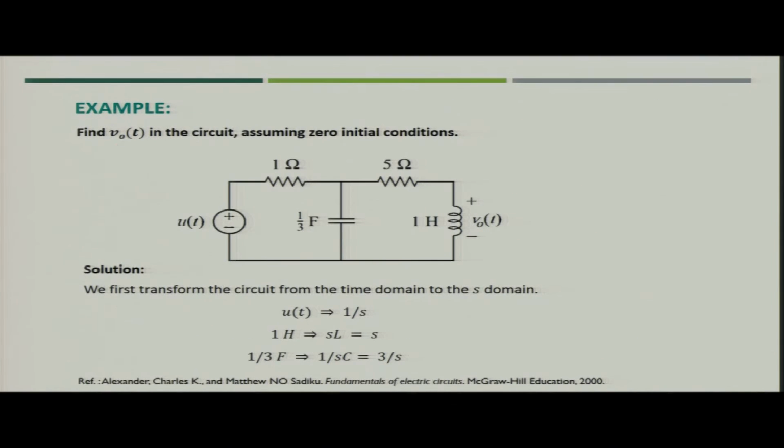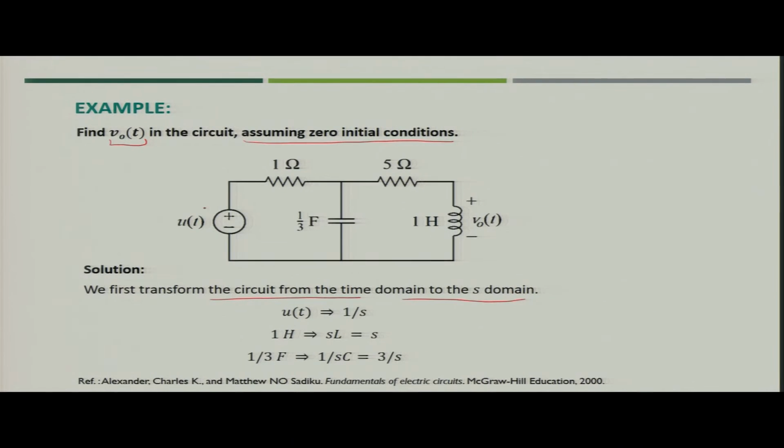So, let us take one example where we need to find out V naught at any time t across the inductor, and we assume that there is no initial current through the inductor or initial voltage across the capacitor. So, it will have the 0 initial condition. Now, what we have to do first? First we have to transform the circuit from time domain into S domain.